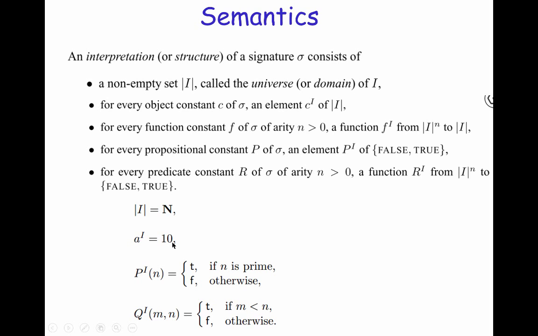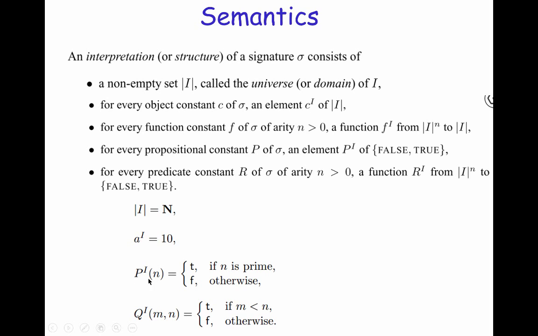And P superscript I is a function corresponding to this P here. Note that when I say this function f superscript I, they're actually meta-level functions. They're not object-level function constants in the signature. So this P superscript I maps each member of the universe into true or false. Recall that a predicate constant returns, given the argument coming from the n-tuple of the universe, true or false. Here it is a length 1 tuple, so each number can be mapped to either true or false. The idea is to describe the predicate for prime numbers. So P superscript I of n is true if n is a prime number, false otherwise.